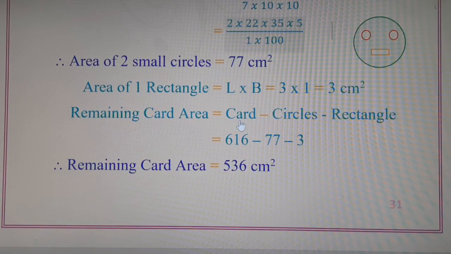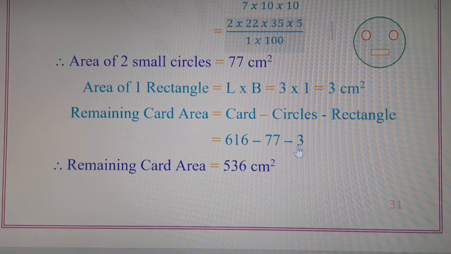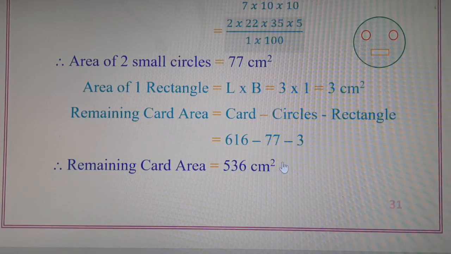The card area was 616 and the 2 circles total area was 77 and the rectangle's area was 3. That we have to subtract, and we'll get the answer as 536 centimeters square. 616 minus 77 minus 3. 77 minus 3, the answer will be minus 80. So 616 minus 80 we have to do. 616 minus 80, and the answer will be 536 centimeters square. So remaining card area is 536 centimeters square.